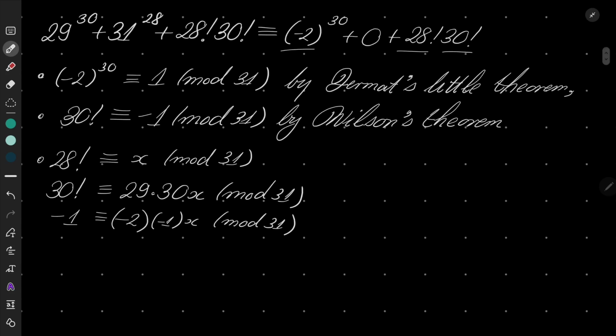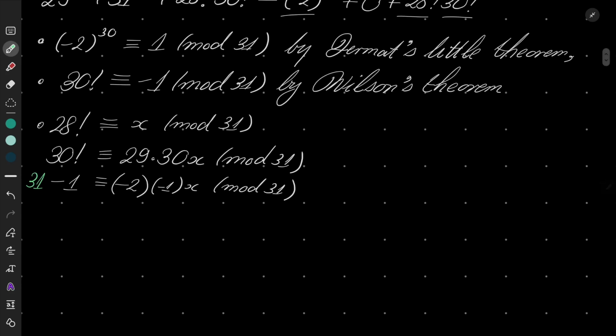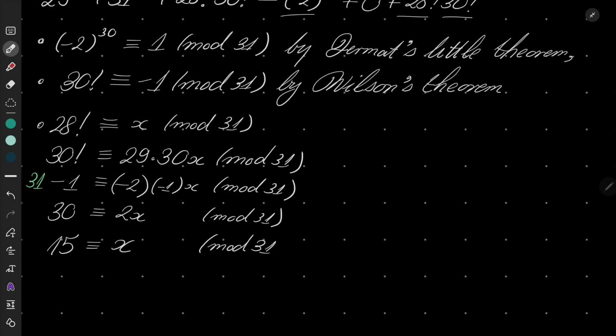And now let's do one more trick. I will add 31 only to the left hand side. I can do it because 31 is congruent to 0. And I get 30 is congruent to 2 times x modulo 31. And now I divide by 2. It's legal because 2 is also coprime with 31. And I get that 15 is congruent to x modulo 31.